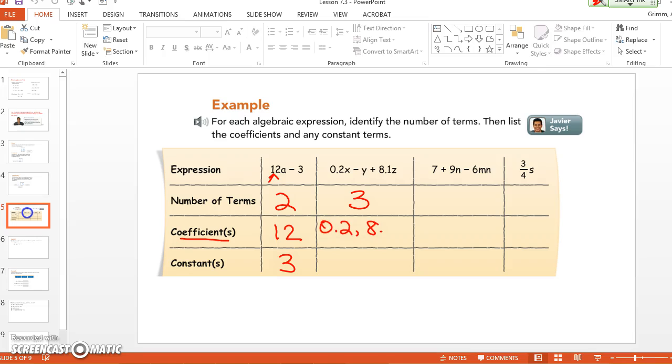Okay, I agree. There's one more. Does anybody know what it is? It's a sneaky one. Brandon? What about the y? It has a 1 in front of it. There's a sneaky 1 right there. That is also a coefficient. It's the number before it.